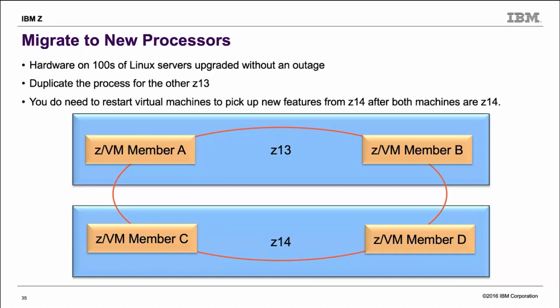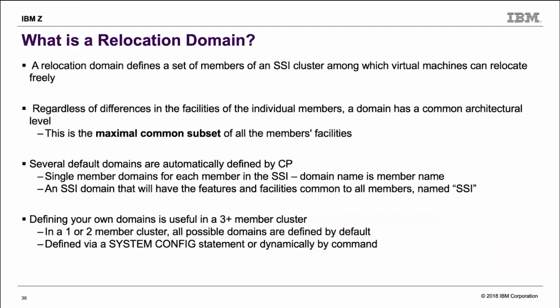Now, we could also duplicate this process to move that other Z13 to a Z14, at which point the whole cluster would be at that Z14 capability level. But I'm going to leave that as an exercise to you guys to kind of visualize how that would work out. More importantly, we want to really start deciphering this whole relocation domain thing. So to finally answer what a relocation domain is definitively, right, we can define it as a subset of members in an SSI cluster among which virtual machines can freely relocate.